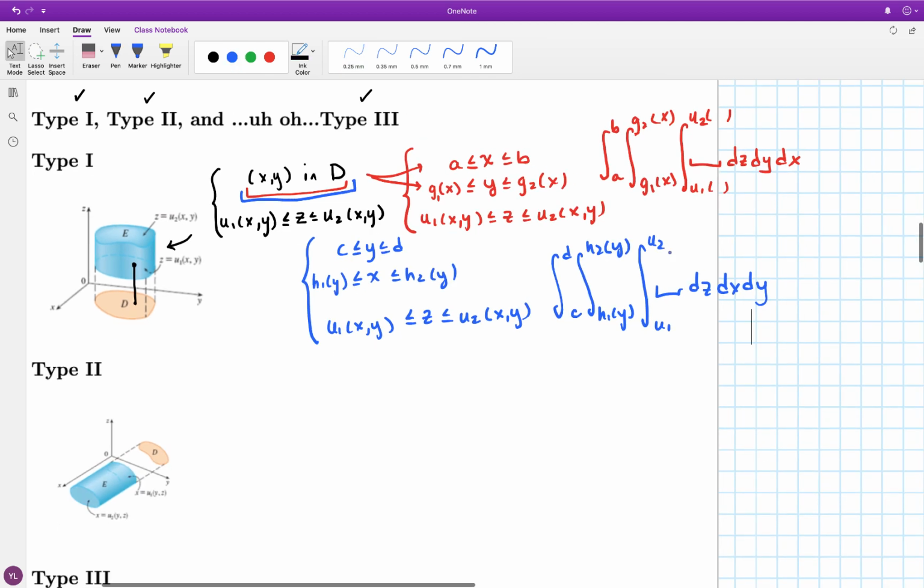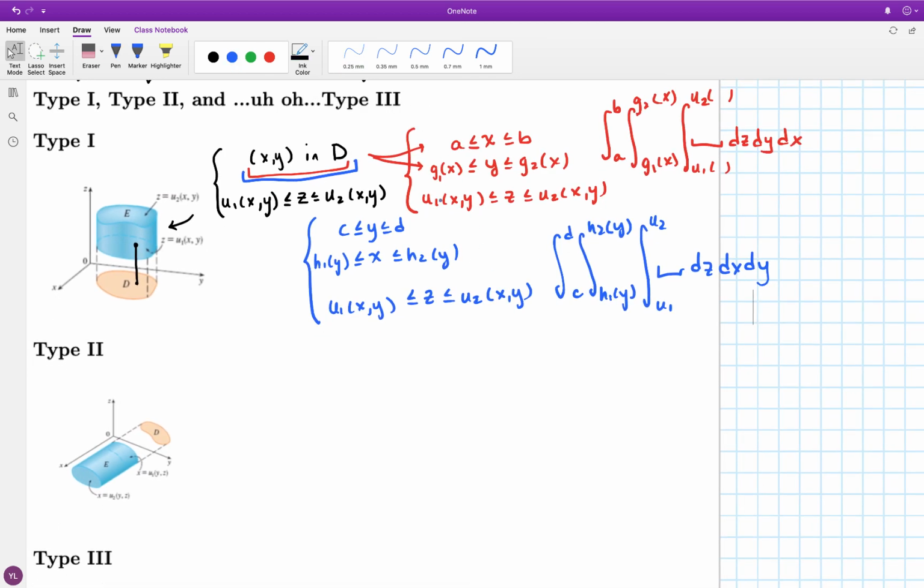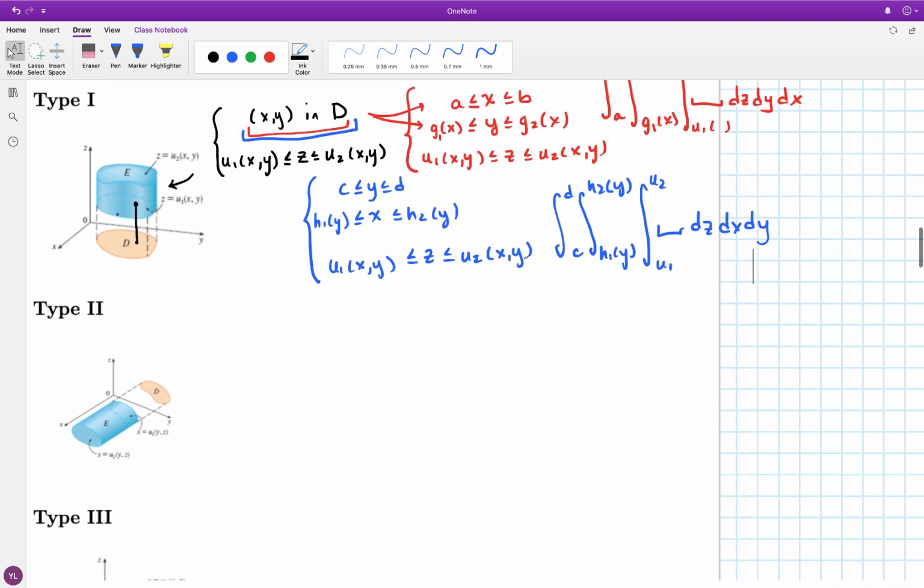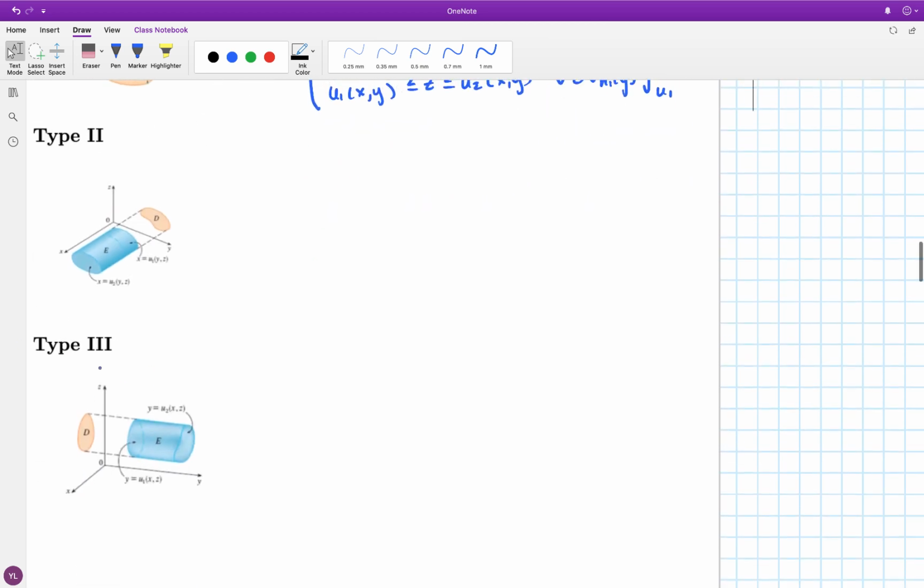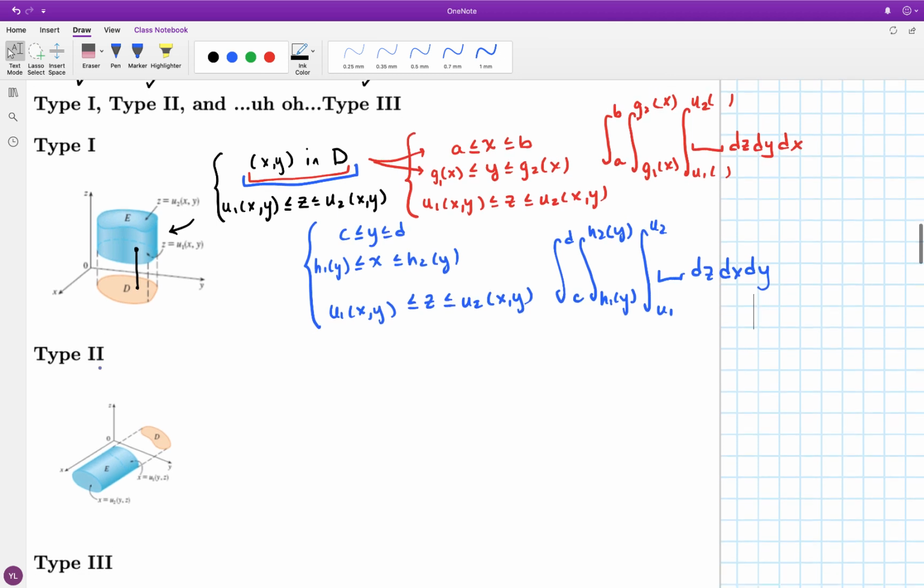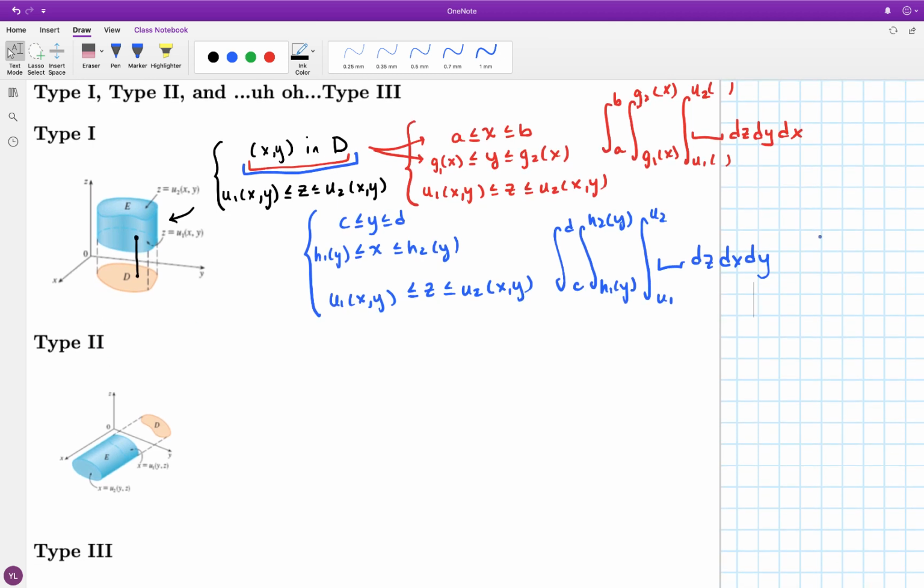So as you can imagine, depending on which type of three-dimensional region I'm looking at, I'm going to have this same thing play out for each of them. So I have two different ways to express a type 1. I'm going to have two different ways to express a type 2 and two different ways to express a type 3. And that'll be 6 total, and that's precisely the number of ways that I can permute dx, dy, and dz in the triple integral.